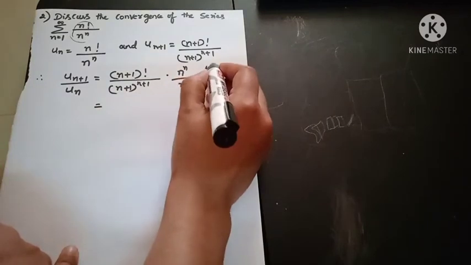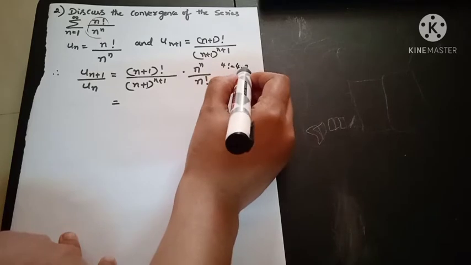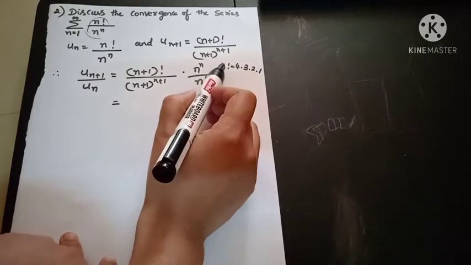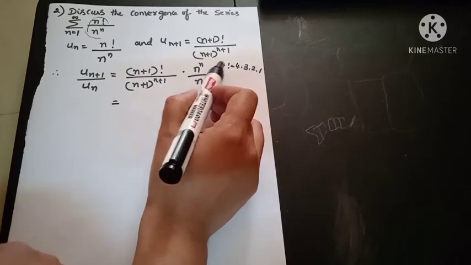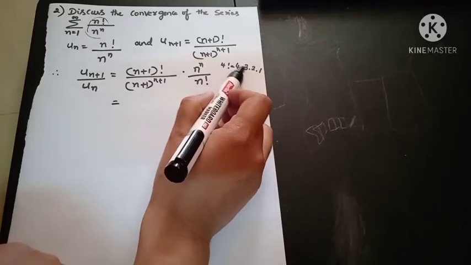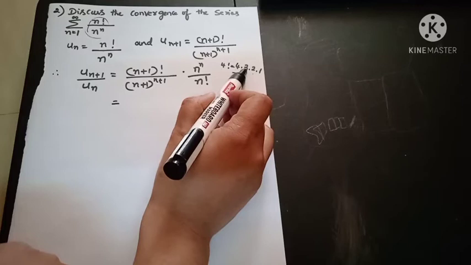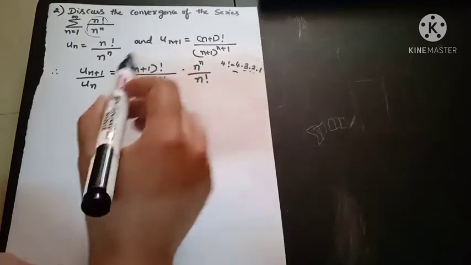so what is 4 factorial? 4 factorial is 4 into 3 into 2 into 1. Expansion of 4 factorial is 4 into 3 into 2 into 1. That is, start from 4, 1 lesser than the previous, 1 lesser than the previous, until we reach 1. That is the expansion of 4 factorial.